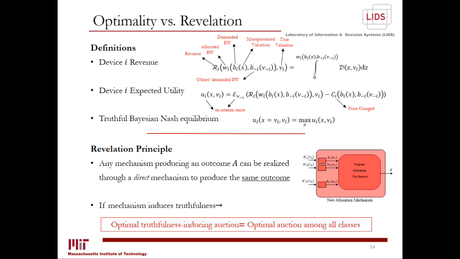But the idea of truthfulness, I explained it here. It's the revelation principle: if we can induce truthfulness, then the optimal truthful mechanism is the optimal mechanism in all classes. That's the reason we insist on inducing truthfulness, because we want a mechanism that's optimal all the time among all different kinds of mechanisms.